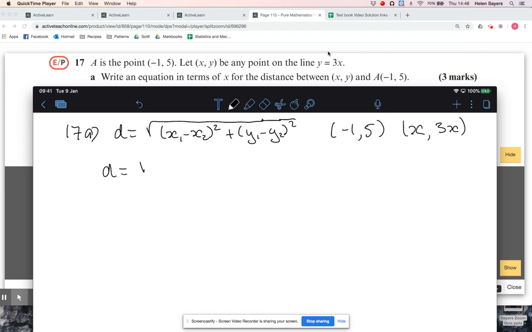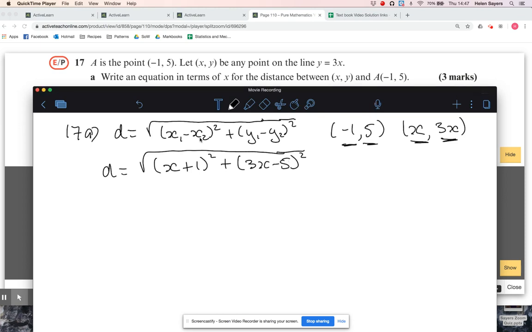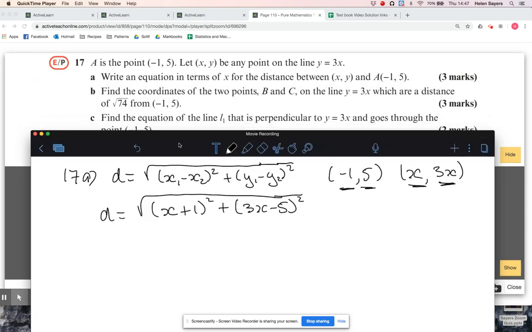So the distance will be, the difference between the x coordinates, it doesn't matter which way around I subtract, so I'm going to do x minus -1, just because then I don't have any minuses to worry about, and then 3x minus 5. Okay, and to be honest, I will simplify it, but that has answered the question. That is an equation in terms of x, but I suspect we need to simplify it later on anyway.